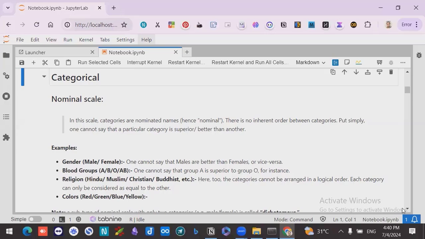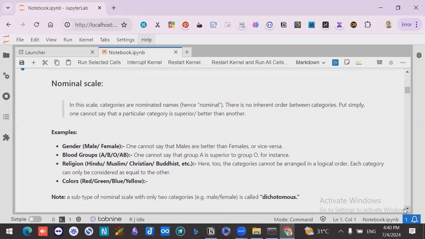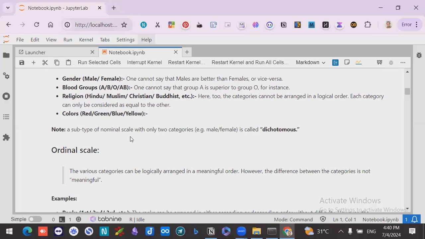These categories explain certain things. A subtype of nominal scale with only two categories, like male and female, is called dichotomous. If you look at some books or articles or portals, they might say it's nominal but dichotomous. It's a two-only choice: yes or no, true or false, or male or female. So certain kinds of things.